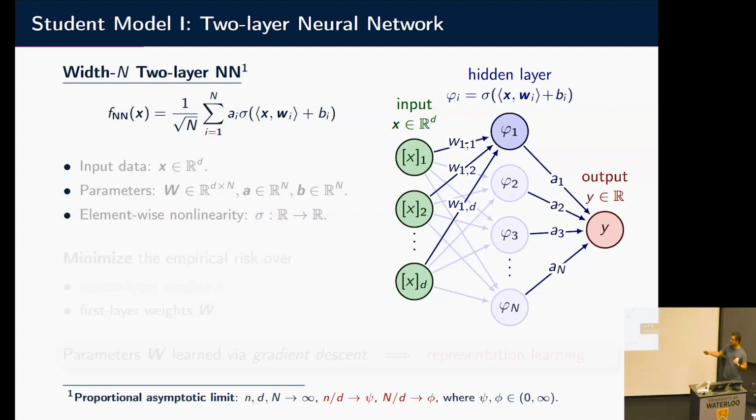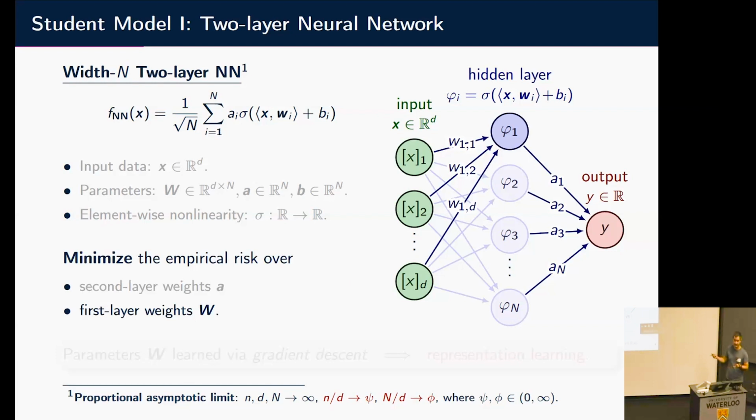And the number of neurons also goes to infinity, and the ratio to the dimension goes to a constant, just like in the proportional regime. But this parameter is not very important, so you don't have to memorize it. N over d, the psi here, is an important parameter that will come. But the width is also going to infinity, and everything is proportional. Now, the training here means that you optimize over the first layer weights, and you optimize over the second layer weights.